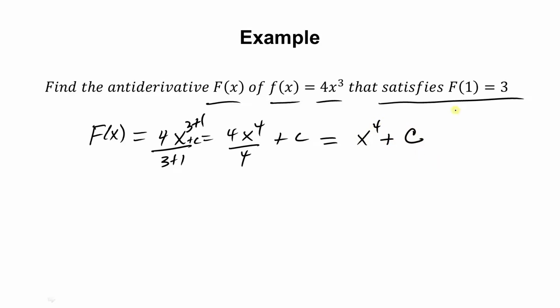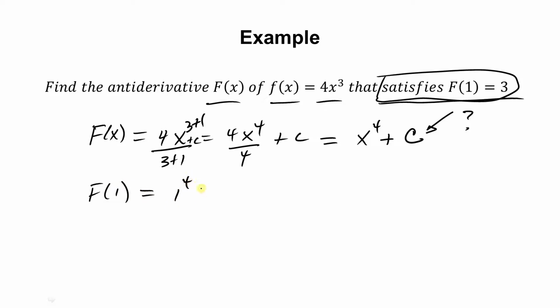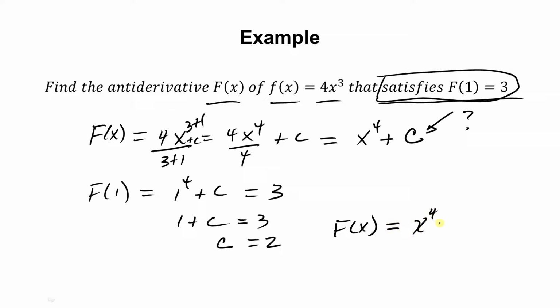Now, to figure out what the constant is, we need to use the information that's given to us, that F at 1 is equal to 3. So F at 1, which would be 1 to the fourth plus a constant, if that's going to equal 3, we get the equation that 1 plus c equals 3, and that c is equal to 2. So the particular function we're looking for is x to the fourth plus 2.